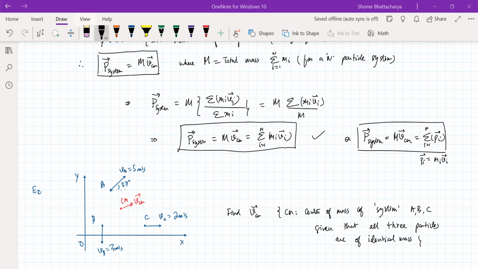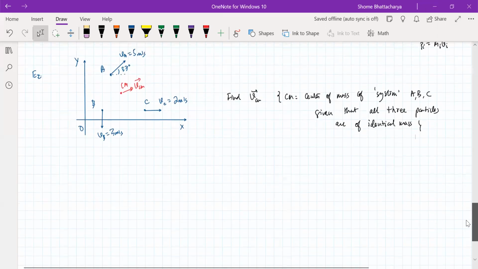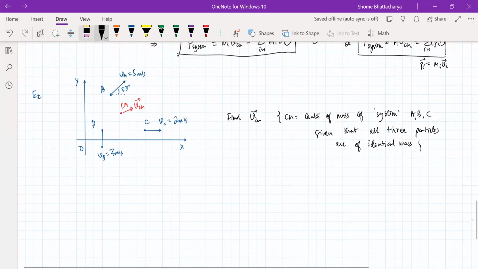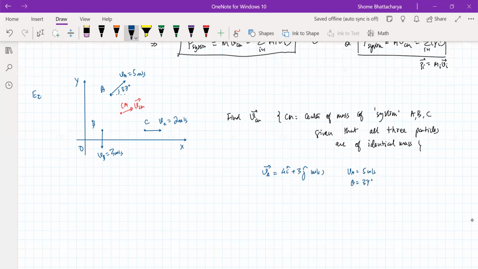So what we have to do is first express the velocities of A, B, and C in vector component notation. Right now it is given in geometrical sort of notation. So it will be easier if we first express these velocities in the I cap, J cap kind of notation. So you can see that velocity of A is 4 I cap plus 3 J cap in meters per second, because VA has a magnitude of 5 meters per second and theta is equal to 37 degrees with respect to the x-axis.